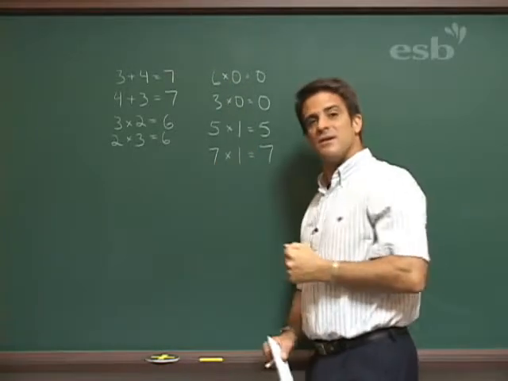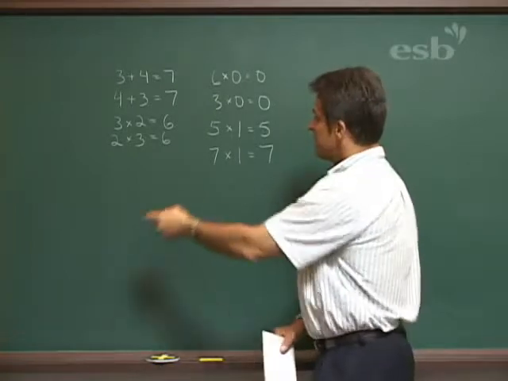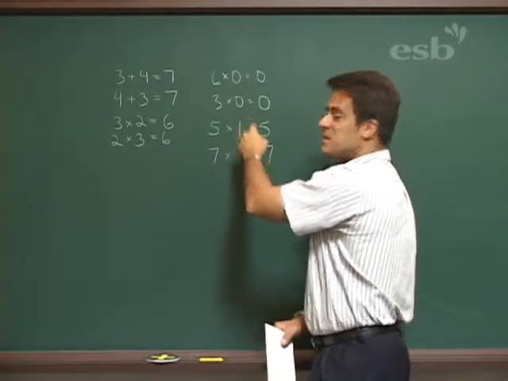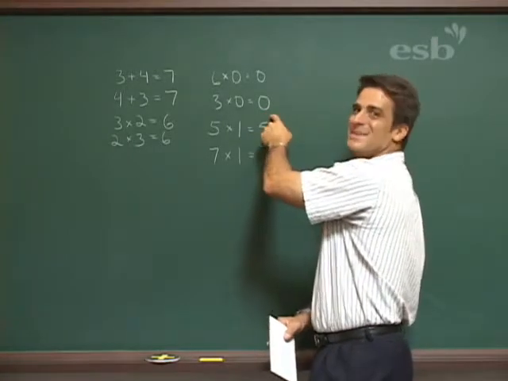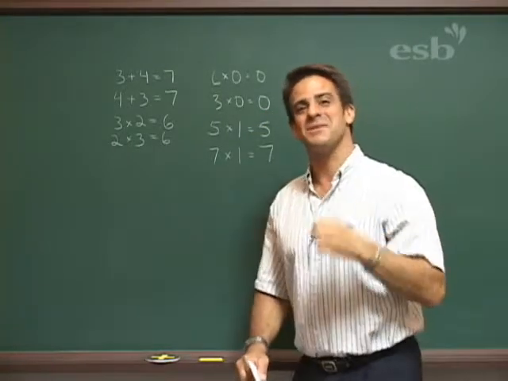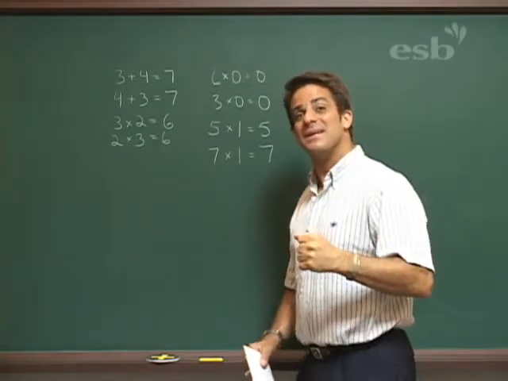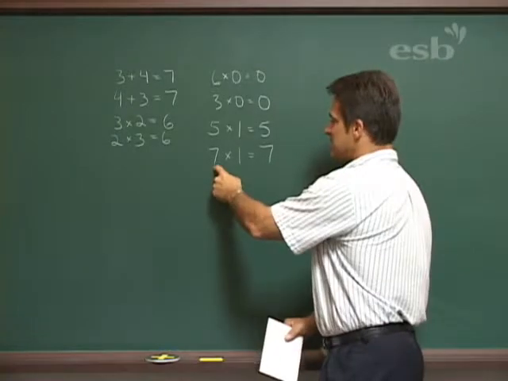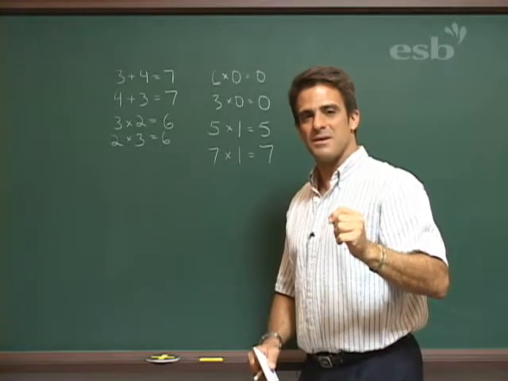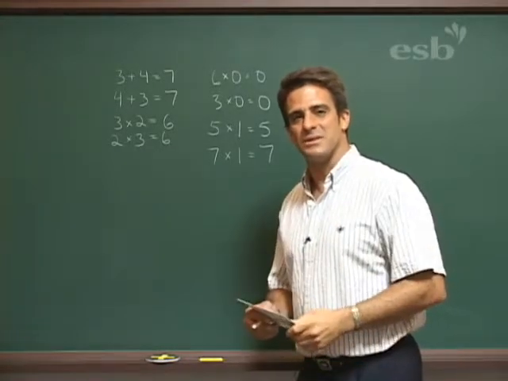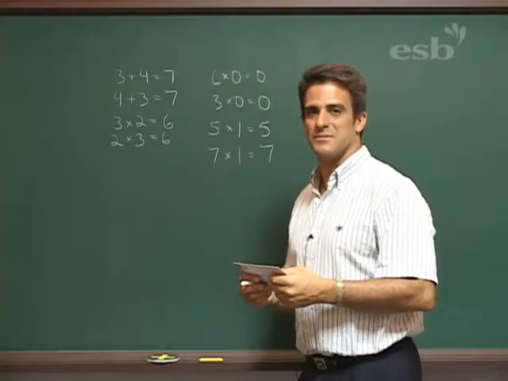Also here, any number times 0 equals 0. 5 times 0 equals 0. Any number times 0 equals 0. 7 times 0 equals 0. Please remember these key rules, these important multiplication rules.